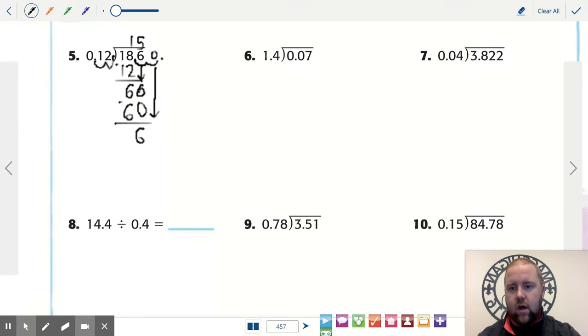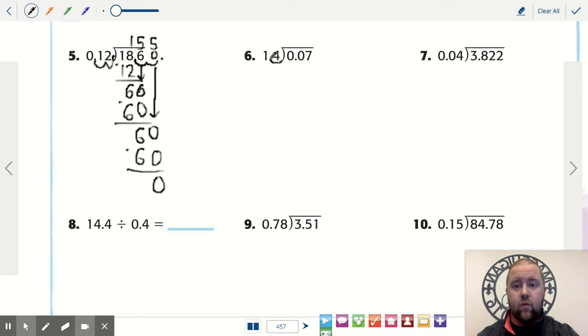Remember, you keep going until there's nothing left to bring down. All right, 12 goes into 60 5 times. 5 times 12 we said was 60. All right, we subtract, and we get 0. There's nothing to bring down, so we're done. So our answer for this problem would be 155.